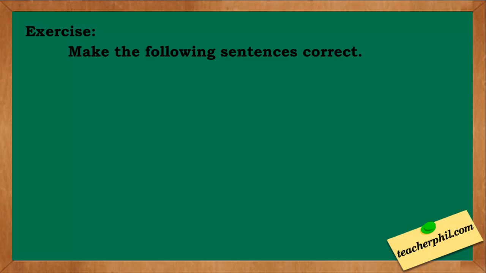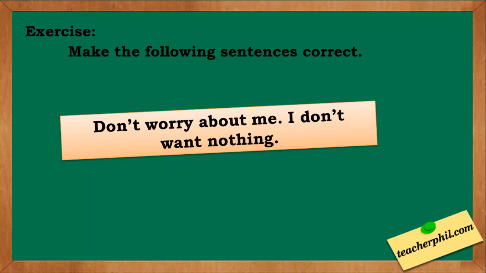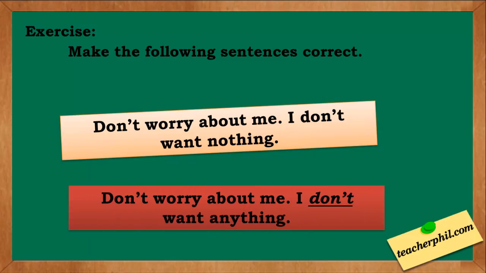For our exercise, make the following sentences correct. Number 1. Don't worry about me. I don't want nothing. The correct answer is don't worry about me. I don't want anything. The two negatives in this sentence are don't and nothing. So you only need to use one. You can say I don't want anything, or you can also say I want nothing.